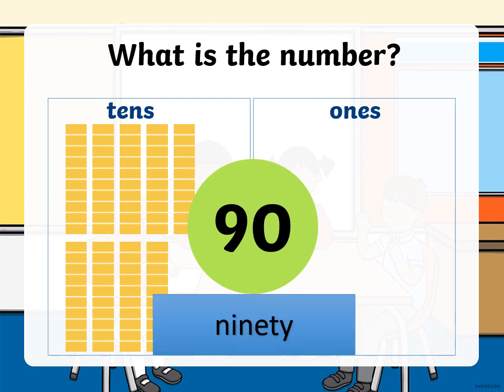90. So you see that if we didn't put a 0 in our ones column, our number would just be 9, which wouldn't make sense and wouldn't be correct. So it's really important that we use our 0 to hold the place for our ones.